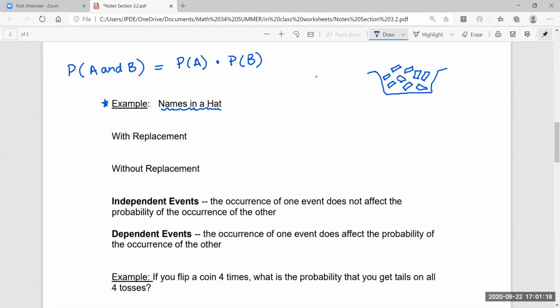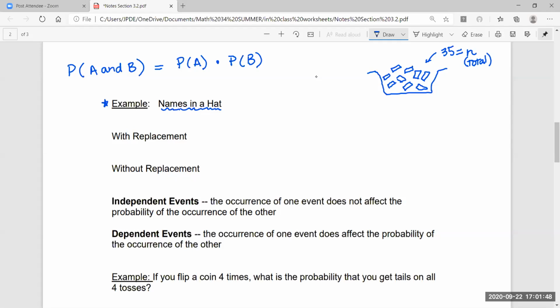So let's say for our situation, we have all of our names, and let's say we have about 35 people in the class. So there's 35 in there total. Sample size, 35. And I'm going to draw 2 names, and those 2 people do not have to do the project.